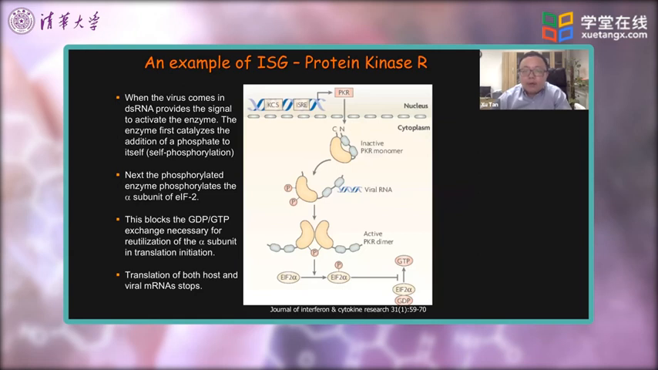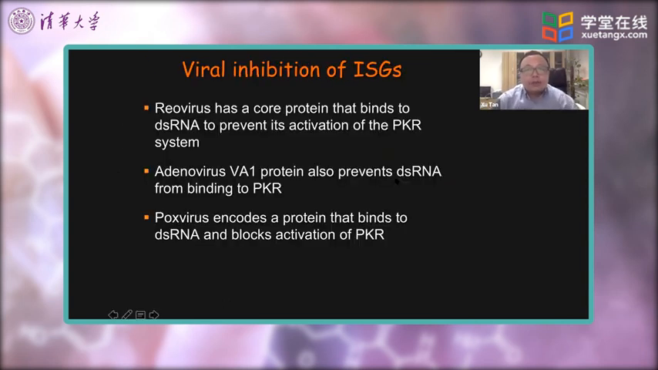As I mentioned very early on, there's always an arms race between the viruses and the host. Such an effective way, as we know, didn't lead the virus to go to extinction. So viruses must have evolved countermeasures against it. Many different viruses actually evolve different ways to counteract PKR's antiviral activity. For example, reoviruses have encoded a core protein that binds to double-stranded RNA. And this binding then prevents activation of PKR.